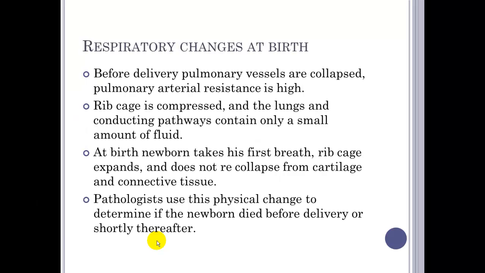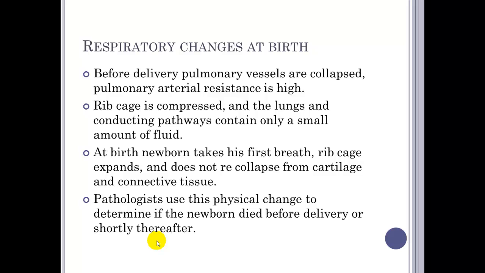Respiration changes at birth. Before delivery, your pulmonary vessels are all collapsed. Pulmonary arterial resistance is pretty high. The rib cage is compressed, and the lungs and conducting pathways contain only a small amount of fluid in them. So they're not expanded yet. They've never taken a breath of air.